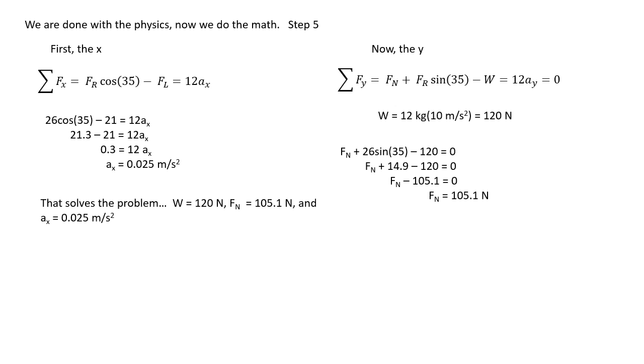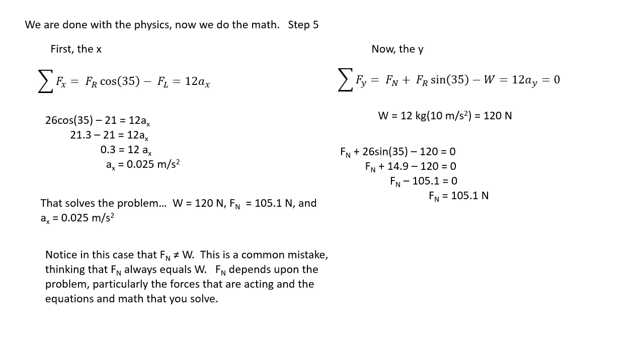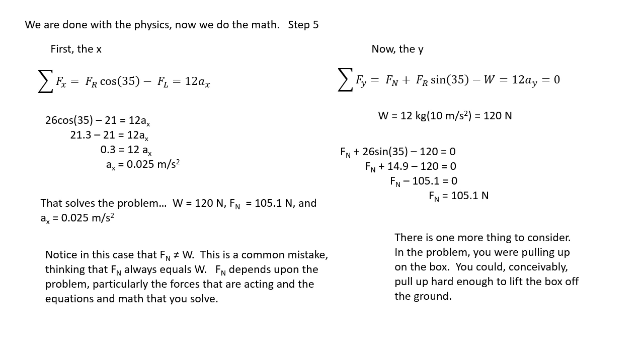Again, that solves the problem. My weight's 120 newtons. My normal force is 105.1 newtons. And my acceleration is 0.025 meters per second squared. Notice in this case that the normal force was not equal to the weight. A common mistake that people make, especially in physics, is that the normal force is always equal to the weight. That's not always true. The Fn depends upon the problem, particularly the forces that are acting and how you've drawn it in the picture.